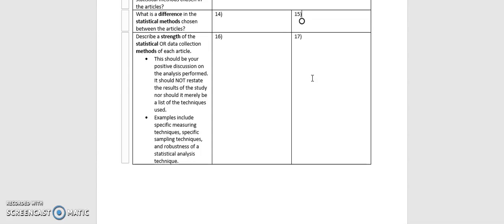Other examples of strengths would include specific measuring techniques that might be good in some way, like why are those measuring techniques good? Specific sampling techniques, why was their sampling technique good? Or the robustness of a statistical analysis technique. And robustness typically means when the assumptions aren't all met, the statistical technique still performs pretty well. So you need to look for very specific things in the article, and it may require outside research on your part.